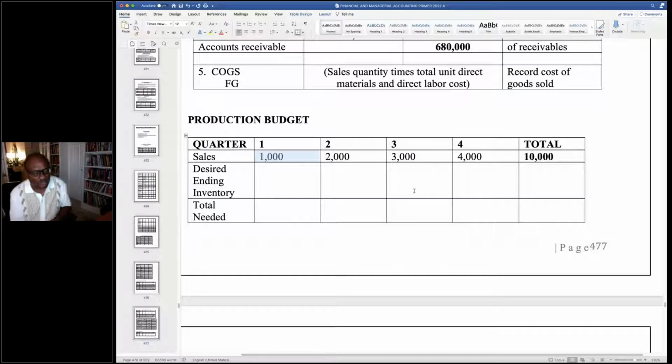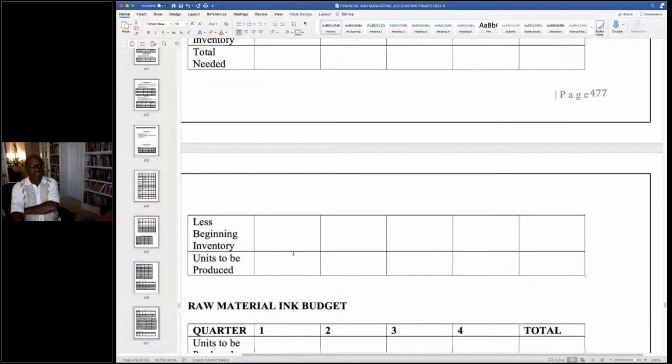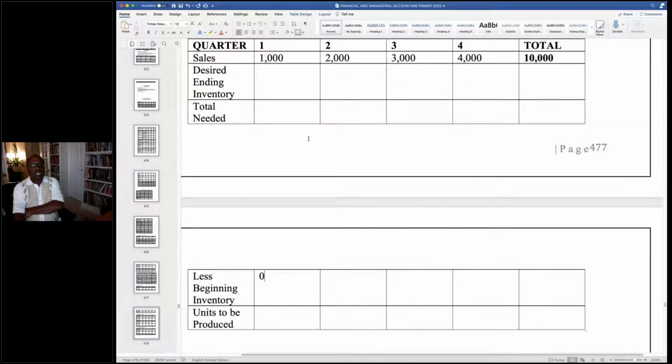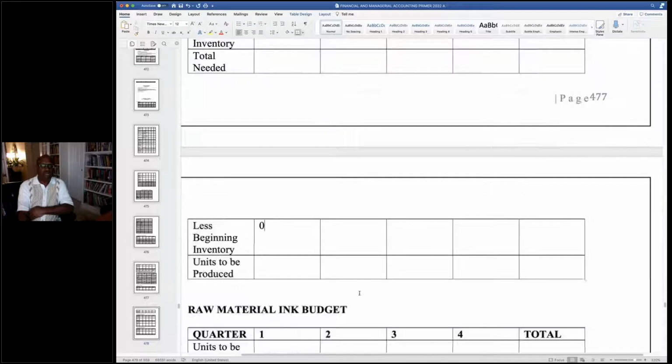So I'm going to get production to work. There's a desired ending inventory; production is based on next quarter's sales, because you don't run a company with no beginning inventory. So you got to produce not only what you're going to sell in the current quarter, but some of the next quarter's sales. So that's the total needed, less the beginning inventory. This initial beginning inventory is 0, but then the ending inventory is going to come over here to be the beginning inventory in the next quarter, and we'll work on that.